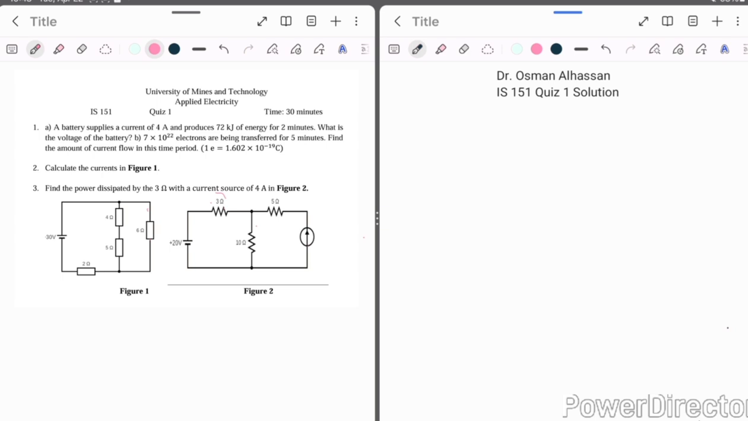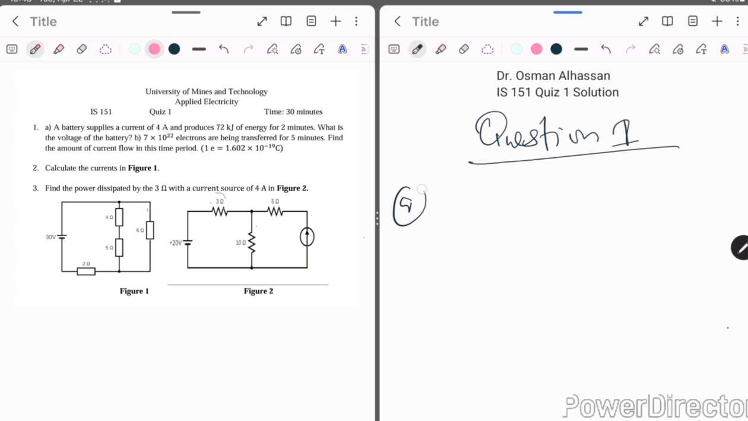Okay, let's start with question 1. You have a battery that supplies a current of 4 amps and produces 72 kilojoules of energy for 2 minutes. What is the voltage of the battery?